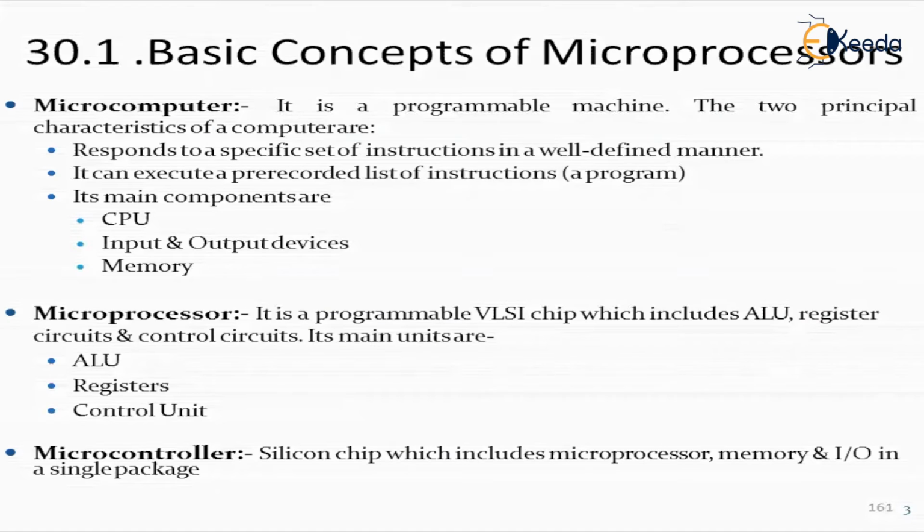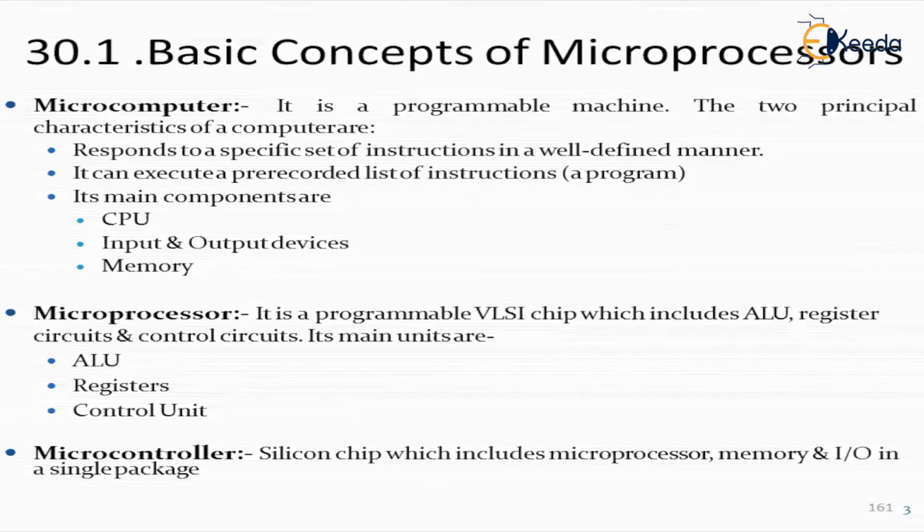Now, what are the basic concepts related to the microprocessor? It is classified into three types: microcomputer, microprocessor, and microcontroller. A microcomputer is a programmable machine with two principal characteristics. It responds to a specific set of instructions in a well-defined manner, and it can execute a predefined list of instructions. The predefined instructions are stored in the firmware, and responding to an instruction means responding to the instruction that the user gives.